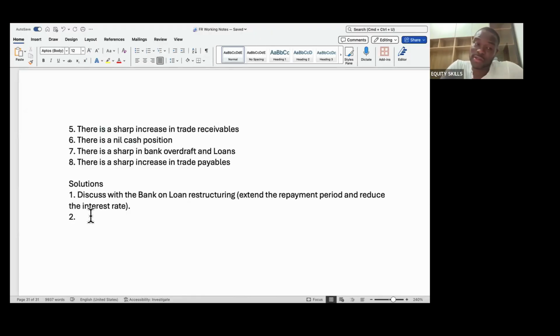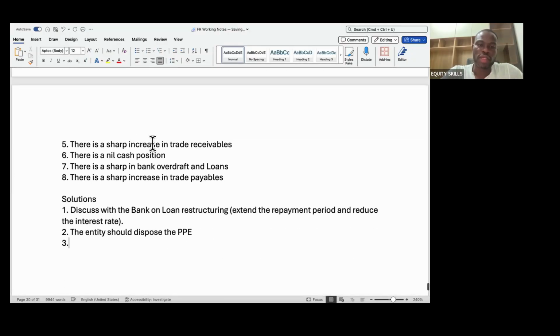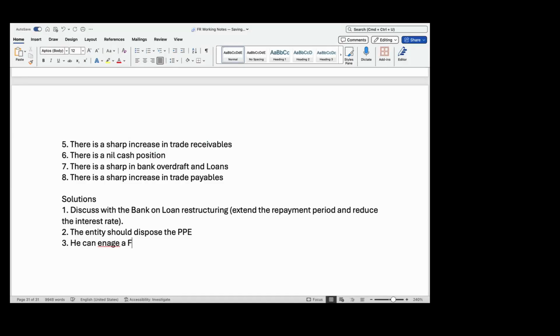Again, this sharp increase in PPE, you're already in trouble. You need money, right? There's no point maintaining that PPE. So you can advise the entity should dispose the PPE so that it can make money and start settling payables, the bank, and all of that. Otherwise, he'll be in trouble. He can liquidate his business. Also, with these receivables, you can engage a factor.